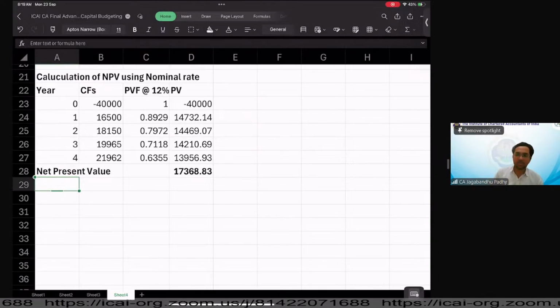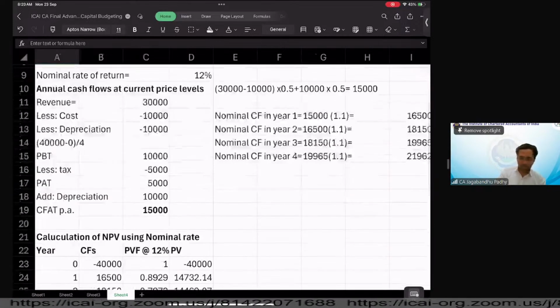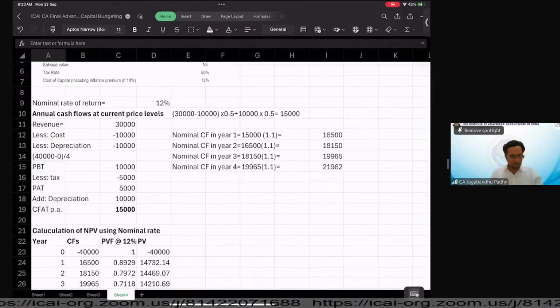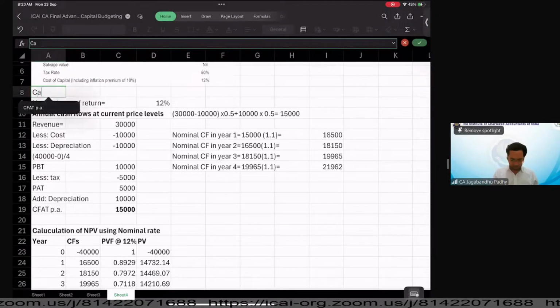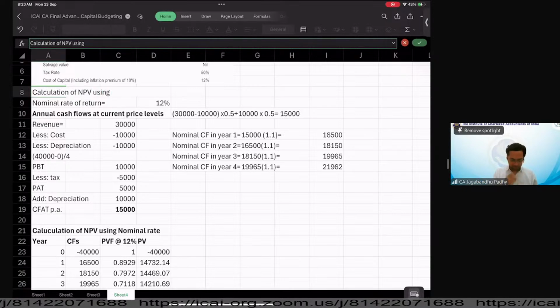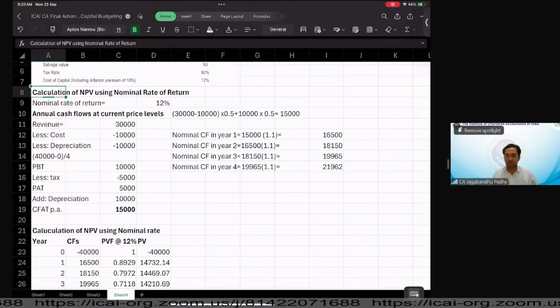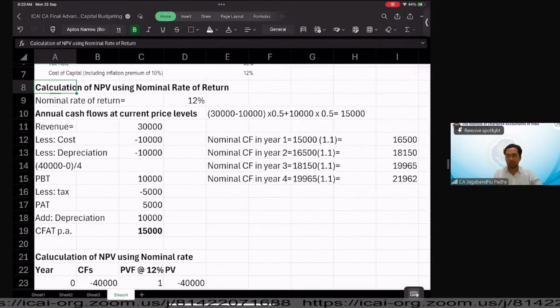Okay, so this is the method. This is the first method where we are trying to calculate the NPV using nominal rates. Right? So this was the calculation of NPV using the nominal rate of return.